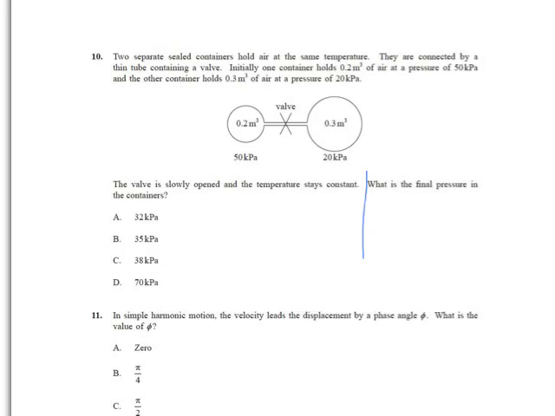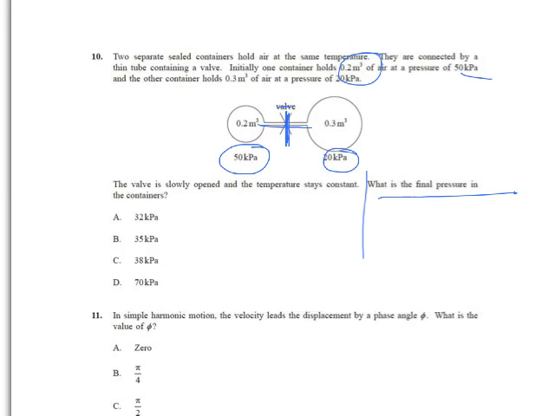Two separate sealed containers hold air at the same temperature. They are connected by a thin tube containing a valve. So it's almost like having two separate containers. Initially, one container holds 0.2 meters cubed of air at a pressure of 50 kilopascals, and the other container 0.3 at 20 kPa. The valve is slowly opened and the temperature stays constant. What is the final pressure in the containers?